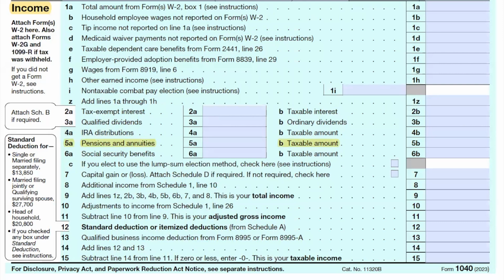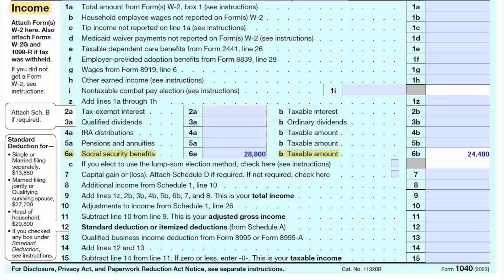Back once again to Form 1040, pension and annuity payments are reported on lines 5A and 5B, which may include distributions from 401(k)s, 403(b)s, and 457(b) plans. An exclusion ratio of pre-tax versus after-tax payments applies if the taxable amount is lower than the total amount shown. Rollovers from qualified workplace retirement plans will also be displayed here, with the word rollover entered next to 5B.